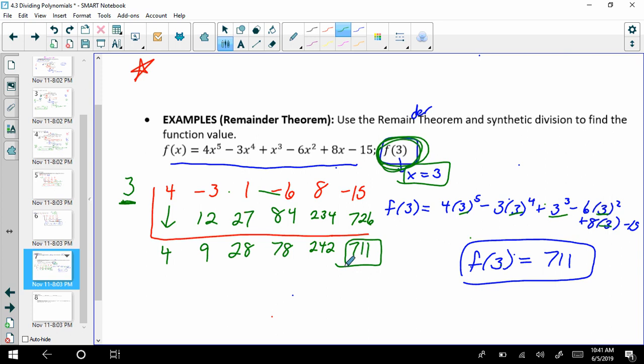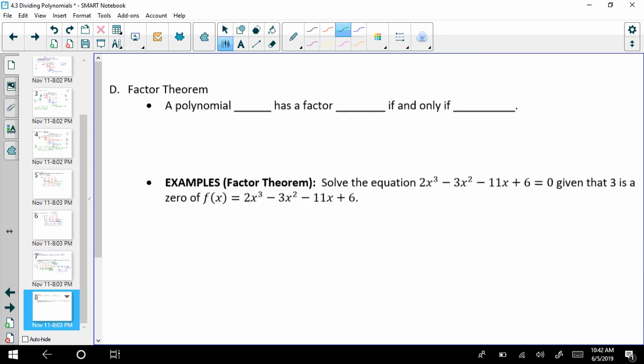All this rule says is the remainder should be the same thing as the answer you get from just substituting the number in. That's why it's called the remainder theorem. And the last one you already know about, you probably just have never thought about it this way. It's called the factor theorem. A polynomial, let's call it f of x again, has a factor of x minus c if and only if this happens.